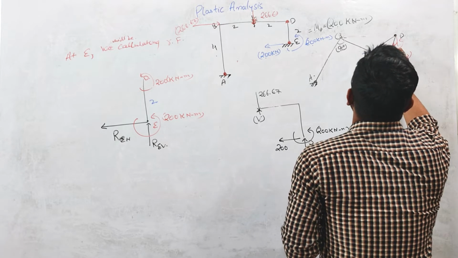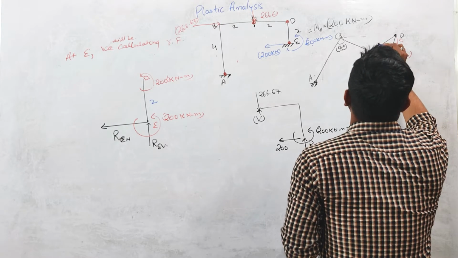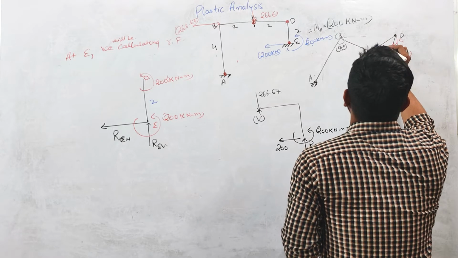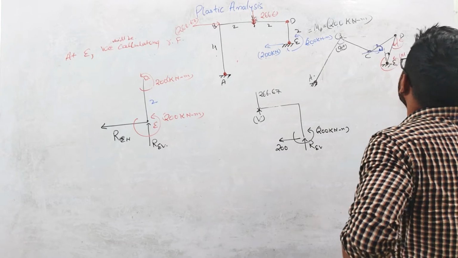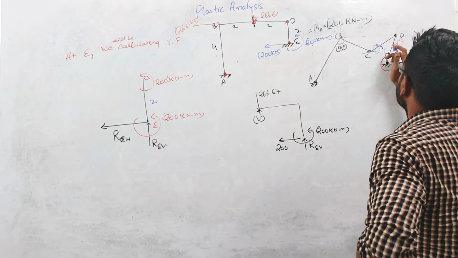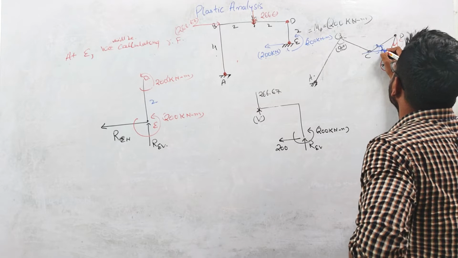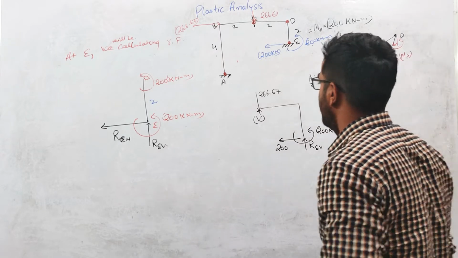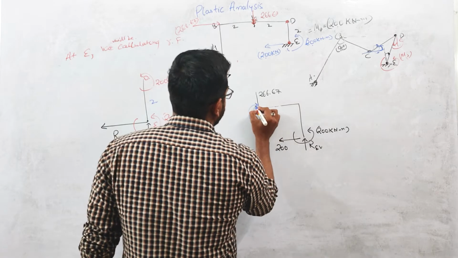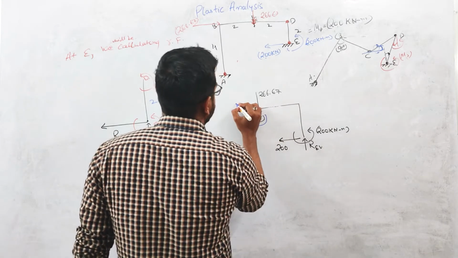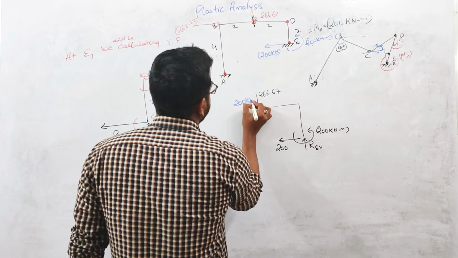Okay. And to balance this load, balance this moment, the direction of the rotation is basically anti-clockwise. So the direction of the moment will be clockwise, opposite to the direction of the rotation. This we have discussed in detail. So the moment will act in this clockwise direction, and the value is 200 kilonewton meter.